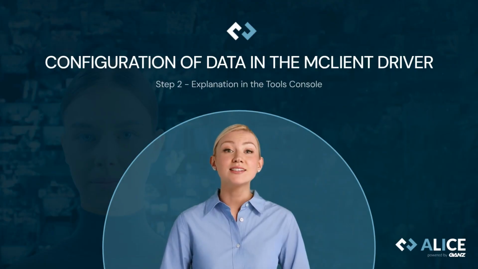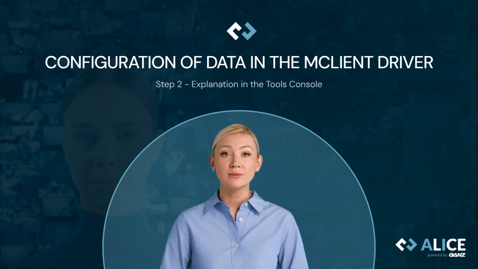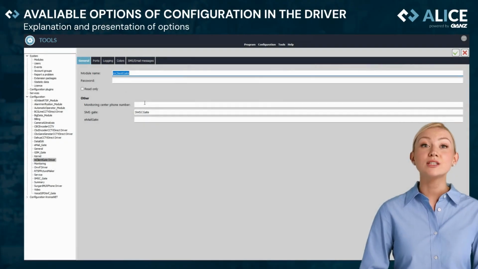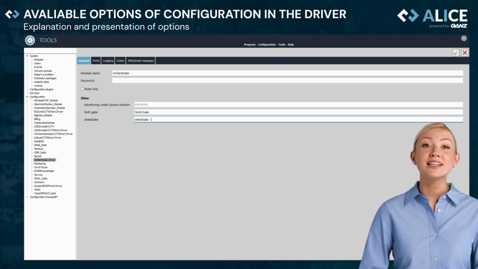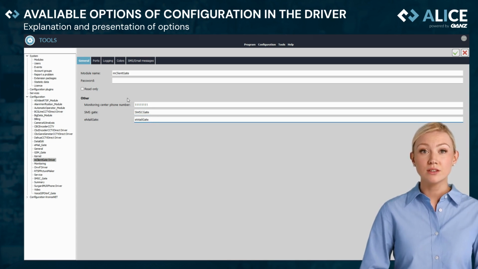Let's move to the second step to explore configuration options in the mClient driver. Now, as we want to make the configuration in our driver, let's start at the General tab. Here, you can add a number for calling the monitoring station. Go to the Monitoring Center phone number window and just enter the number. In addition, if we want the user to use SMS and email from the mClient application in the other tab, we need to enter the exact names of the modules we have installed and already configured in Tools.